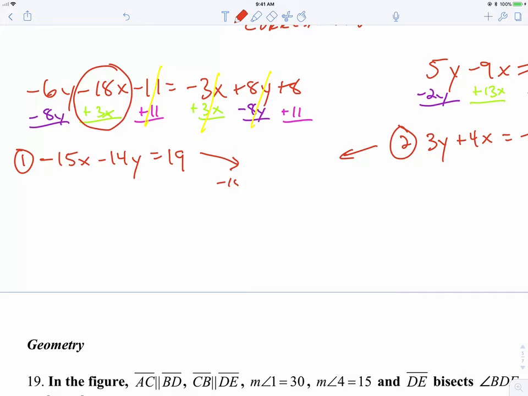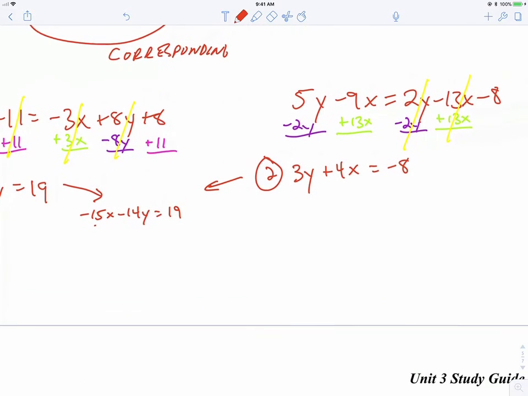So we've got negative 15x minus 14y equals 19. And 3, oh, I did the y's first over here, so I've got to switch these guys. Yeah, so I'm going to say 4x plus 3y equals negative 8. Let's see. These are going to be some big numbers.